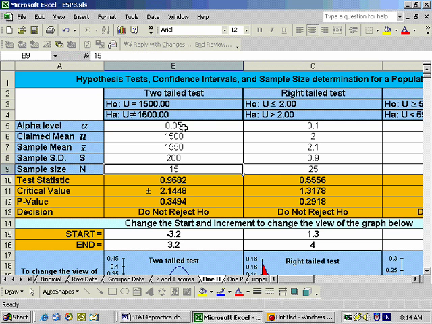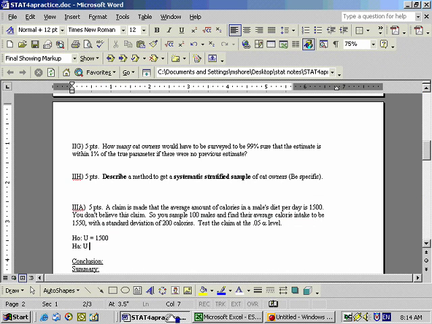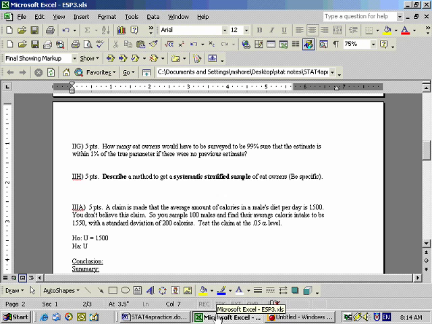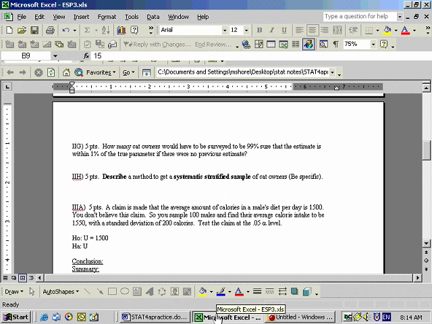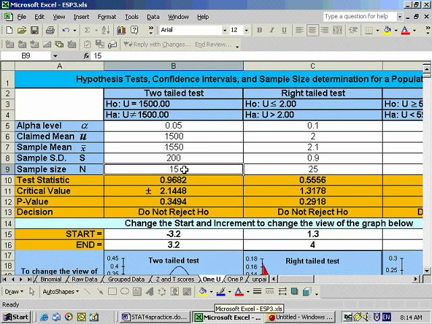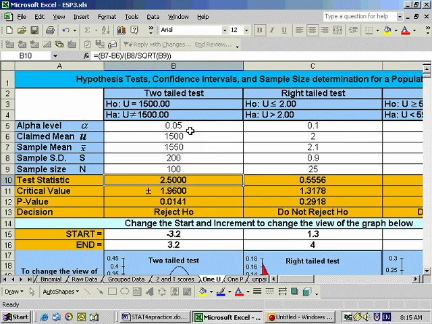And let's double check and see what the alpha level was and the N. On this problem, the N was 100, and the alpha level was 0.05. Okay, so 100 was the sample size, and the alpha was 0.05. Well, at this point, we get a reject the null hypothesis. Here's your test statistic, 2 critical values, and your p-value. And since your p-value is less than your alpha level, you reject the null hypothesis.